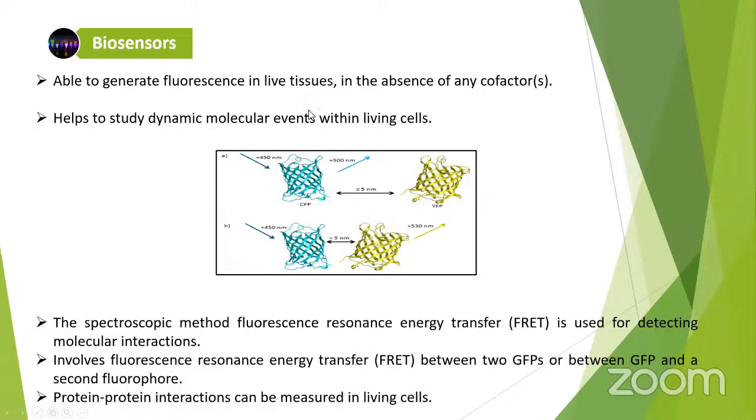There is a spectroscopic method called fluorescence resonance energy transfer, or FRET. It is used to detect molecular interactions in biological systems. FRET involves resonance energy transfer between two GFPs, or one GFP and a second fluorophore. Thus, protein interactions in living cells can be measured.